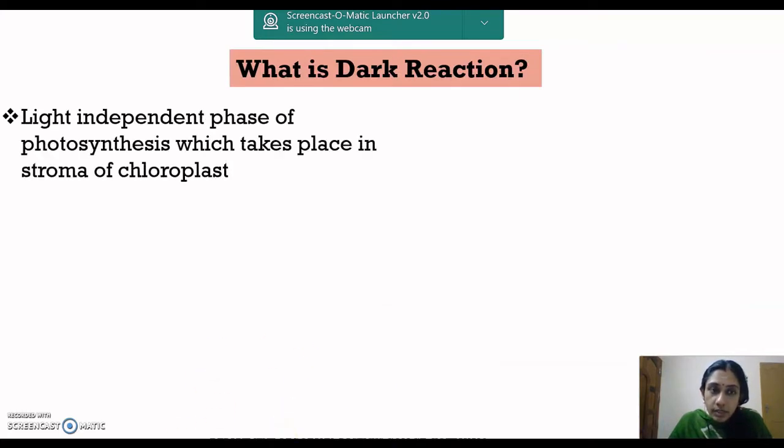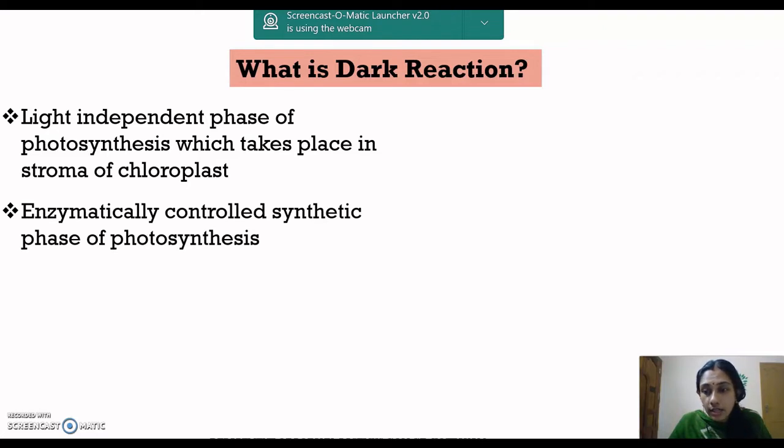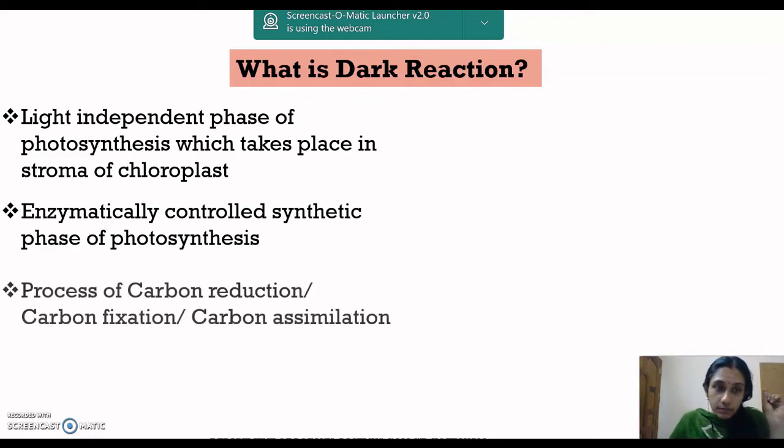What is dark reaction? Dark reaction is the light independent phase of photosynthesis which takes place in the stroma of chloroplast. As the name indicates, it never means it is a reaction taking place in dark. It is not like that. It is just a light independent phase. And it takes place in the stroma of chloroplast because stroma possesses the photosynthetic enzymes needed for dark reaction. So it is an enzymatically controlled synthetic phase of photosynthesis. So the dark reaction enzymes are present only in the stroma. That is why dark reaction takes place in the stroma of chloroplast.